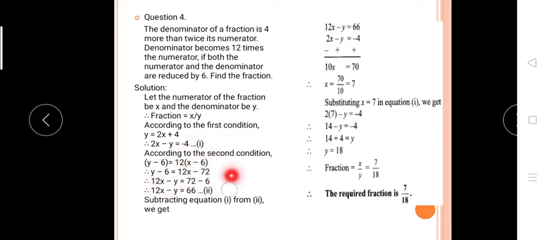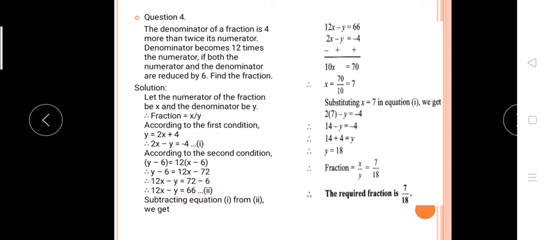Now you have to add and subtract the like terms. You will get the answer 12x minus y is equal to 66. This is your equation number second. Now equation first is in front of you, and equation second you also got.